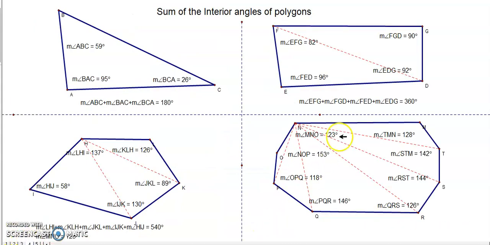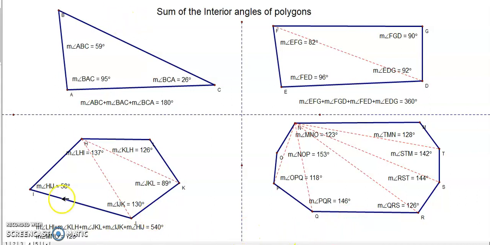So let's look at this octagon. Here I have 8 sides. That means I can make 6 triangles. And each one of these triangles has a sum of 180. So if it has 8 sides, I can make 6 triangles. So that's 6 times 180. So the sum should be 6 times 180.